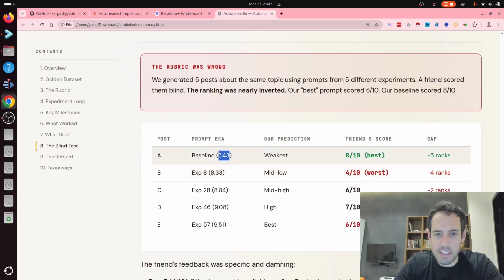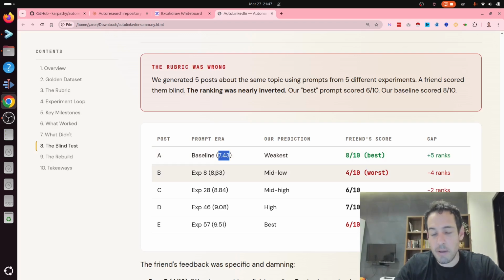These are, as you can see, the baseline, which the LLM judge said was 7.43. Then after the 8th experiment, a post that, based on the LLM judge, was 8.33, etc., etc. So this was the prediction that was given by the LLM as a judge.